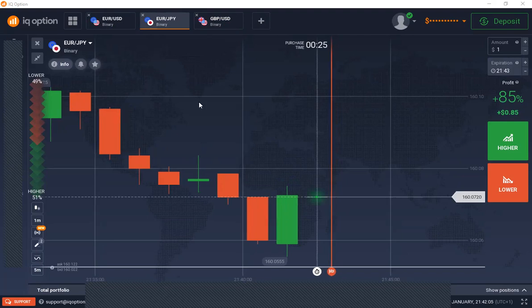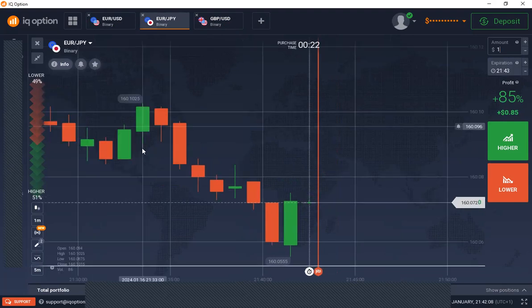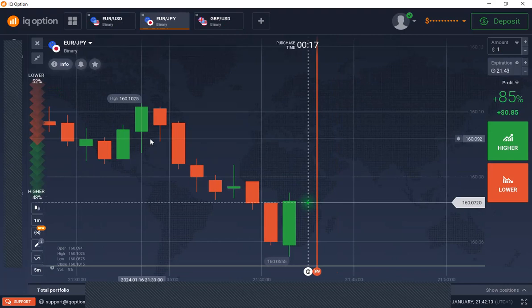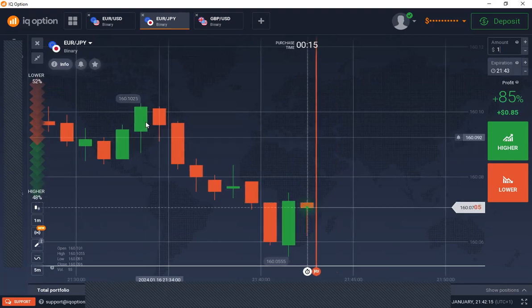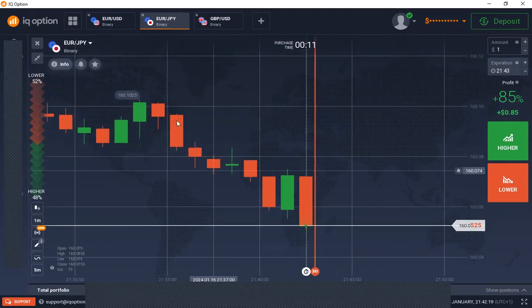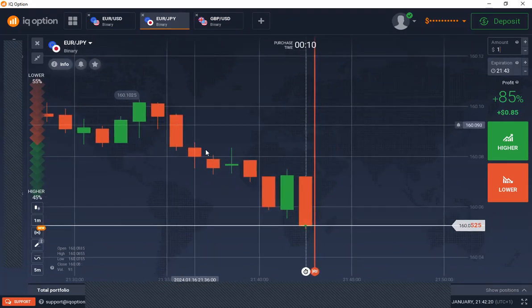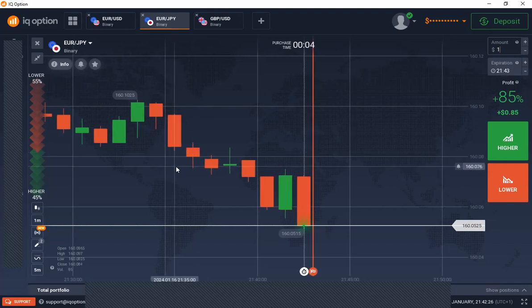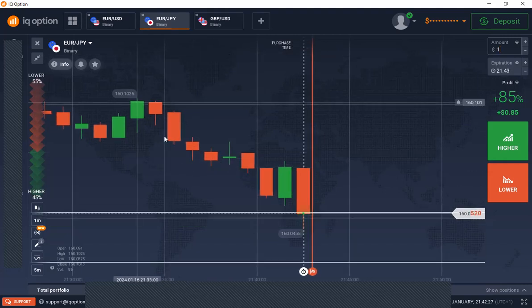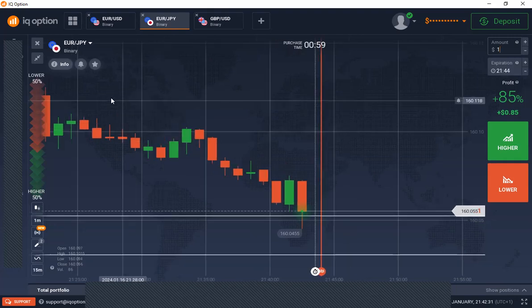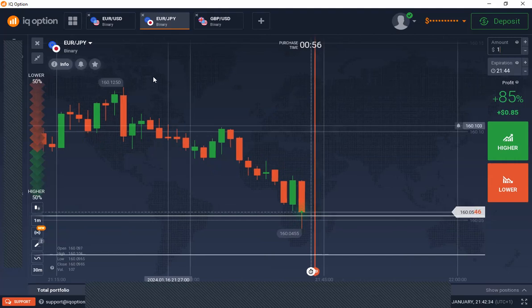When we are talking about candlestick psychology, we are talking about the psychology of buyers and sellers in the market. If you see a strong movement like this, a momentum, it means that the psychology of sellers is more powerful than the buyers. If the market is going down, now take a look.